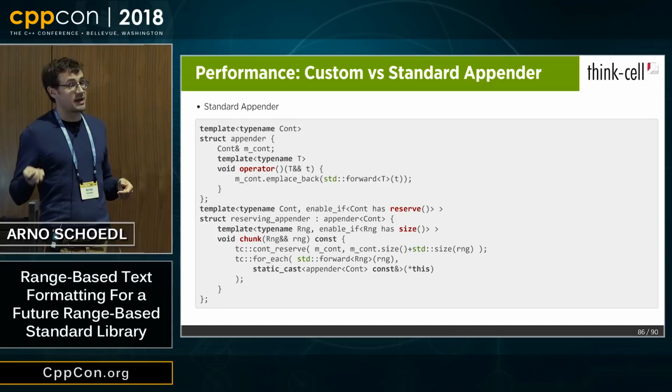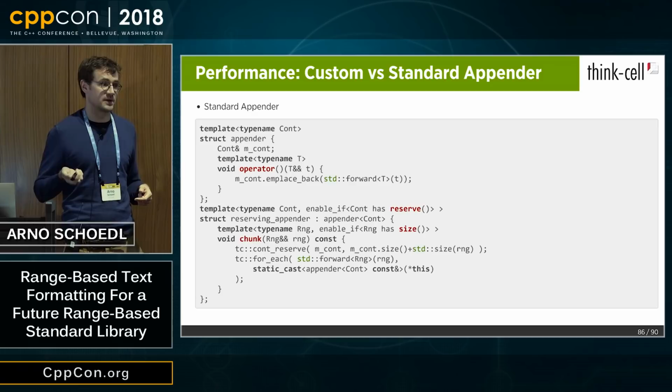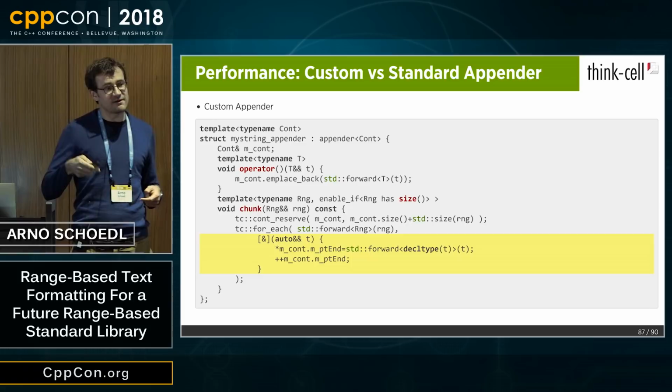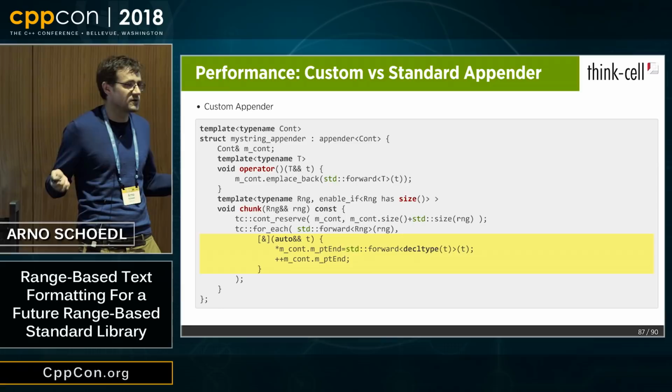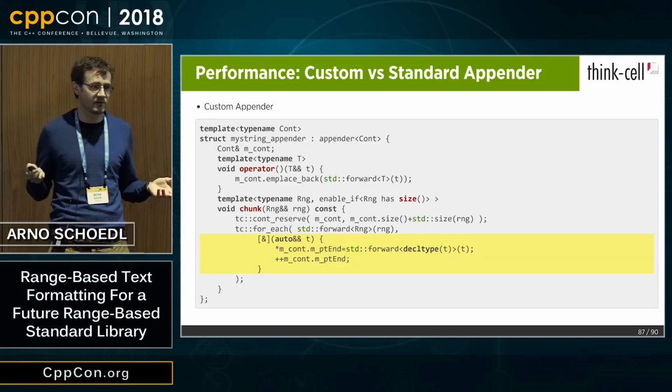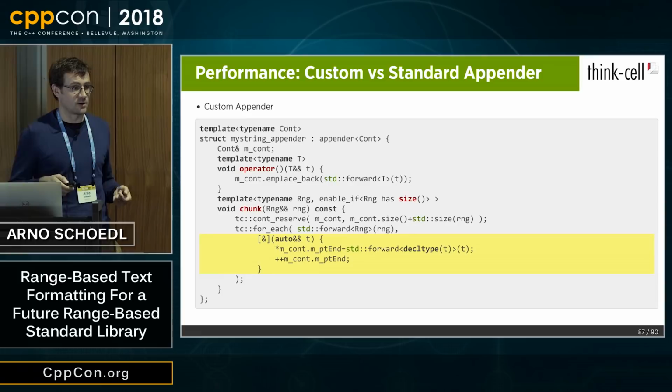The question is, can I do better than a combination of first doing a reserve and then doing n place back? The answer is yes, I can. Because I know that after the reserving, I don't need to do the end check. The end place back checks each and every time whether it reached the end of the buffer. It doesn't need to. We reserved already. We know that this is going to fit. You can just write to your heart's content to the end of the buffer, and you can be sure that you're not going to overrun. So that is our improvement.